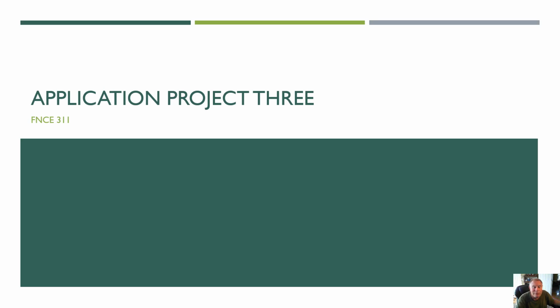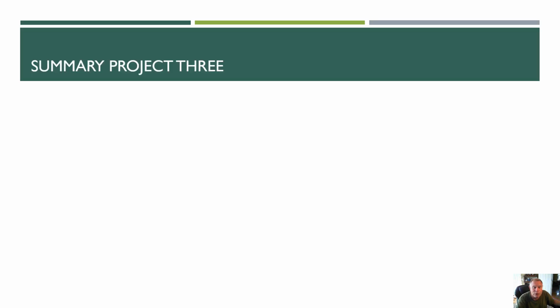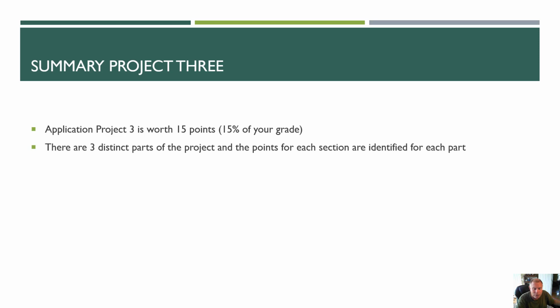Welcome to Application Project 3, Summer 2020. This project is worth 15 points, or 15% of your grade. There's three distinct parts, and parts for each section are identified as in the past. It's due no later than 11:59 on June 25th, 2020. Do leave yourself enough time to do it.